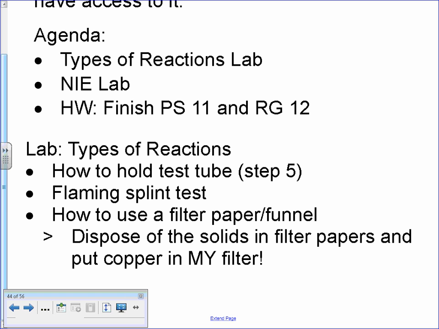Alright guys, go ahead and read the lab first. I'm going to turn the gas on in about 2 minutes. I'm asking you to read the lab first. Start making a data table. Types of reactions. Yep, types of reactions.